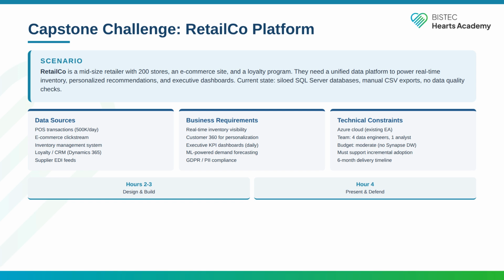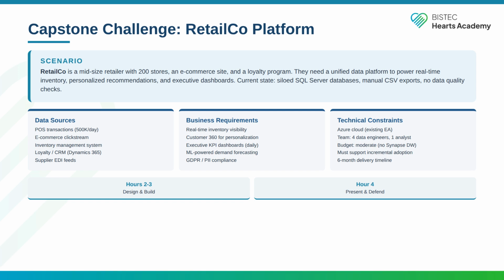5 data sources to handle. POS transactions generating 500,000 records per day. E-commerce clickstream events and inventory management system. CRM data in Dynamics 365. And supplier EDI feeds. 5 business requirements to meet. Real-time inventory visibility across all 200 stores. A customer 360 view for personalization. Executive KPI dashboards, refreshed daily. ML-powered demand forecasting, and full GDPR and PII compliance.